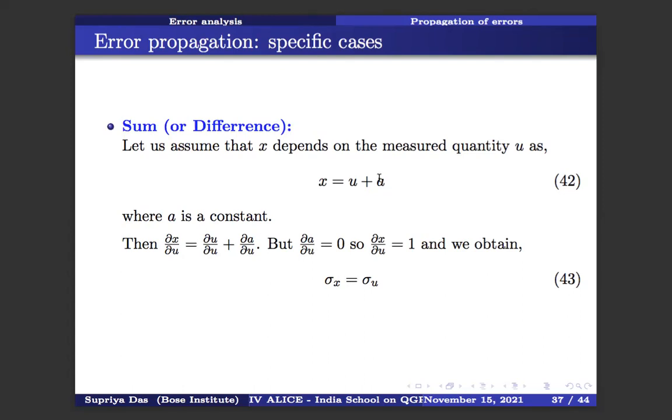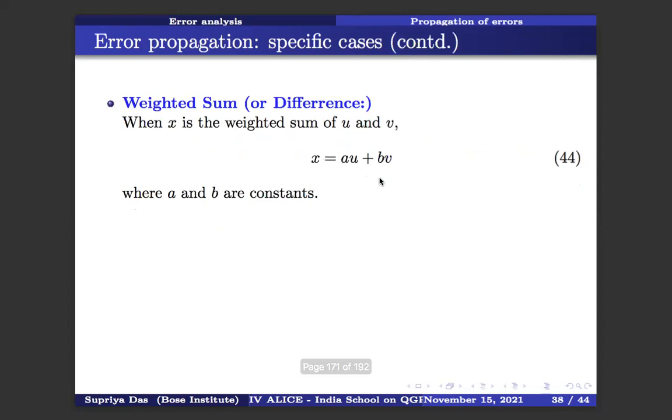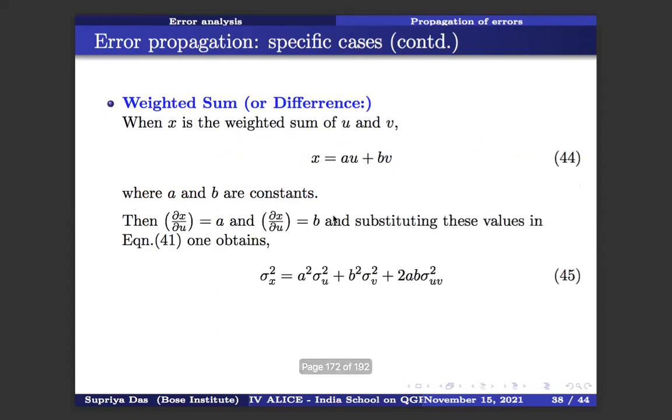As simple as that. What happens if there is a weighted sum? So x is a weighted sum of u and v: x equal to a into u plus b into v, where a and b are constants. I think this is very simple, you can do it yourself. Then del x del u is a, and del x del v is b. Once again, this is my mistake, I'll change it in the final lecture.